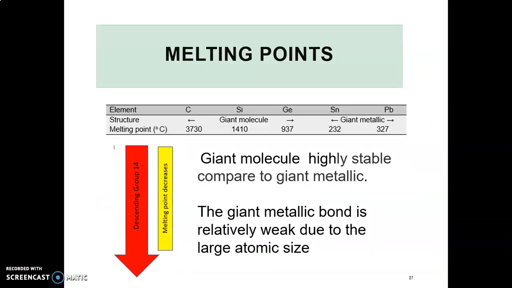The melting points of group 14 elements decrease going down the group. Carbon, silicon, and germanium have a giant molecular structure, which is highly stable compared to giant metallic. The giant metallic bond is relatively weak due to the atomic size.